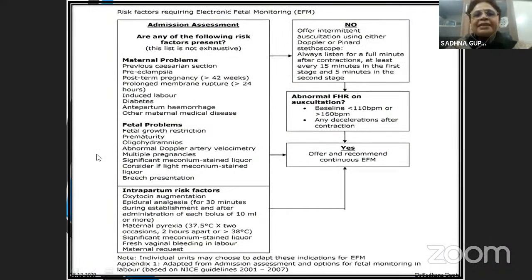So this is the slide which shows the admission assessment. There is a long list of maternal, fetal, and intrapartum risk factors, and many groups of patients, 60, 70, like previous section, a very large section: preeclampsia, PPROM, induced diabetes, antepartum hemorrhage, fetal problems. There is a long list, and many large groups of patients come into this category. So if you are doing admission CTG, it's fine. Otherwise, you should be very, very thorough.